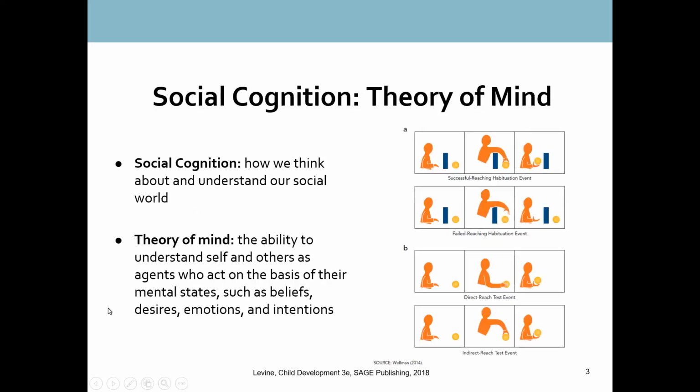This theory of mind is in the area of social cognition, which is about how we think about the social world and relationships and thoughts about other people. Theory of mind is the ability to understand self and others as agents who act on the basis of their mental states, such as beliefs, desires, emotions, and intentions. So theory of mind is an understanding that people do behaviors based on what's in their mind.